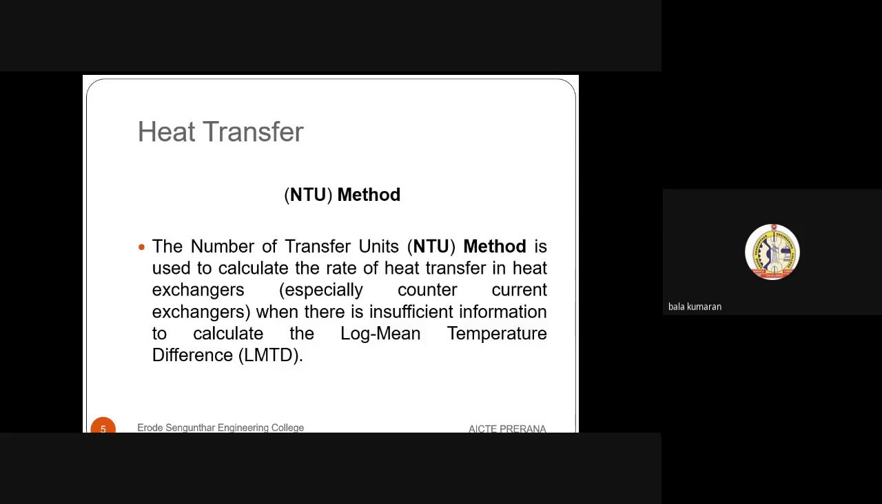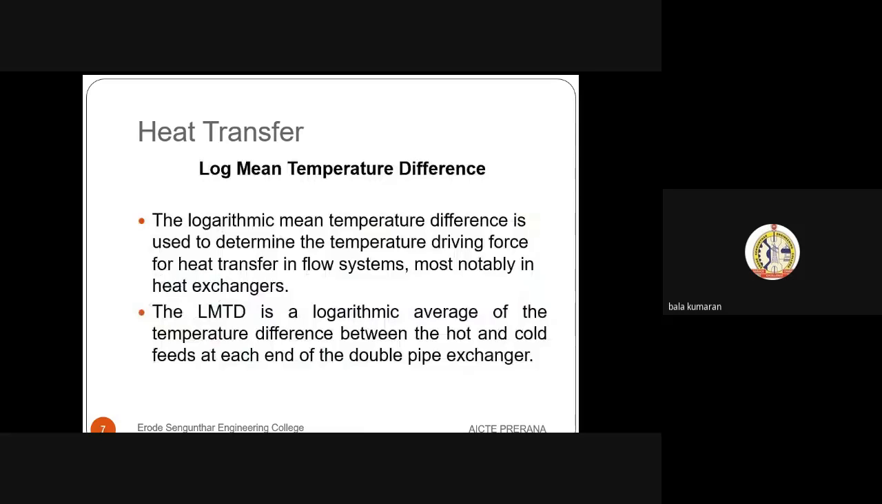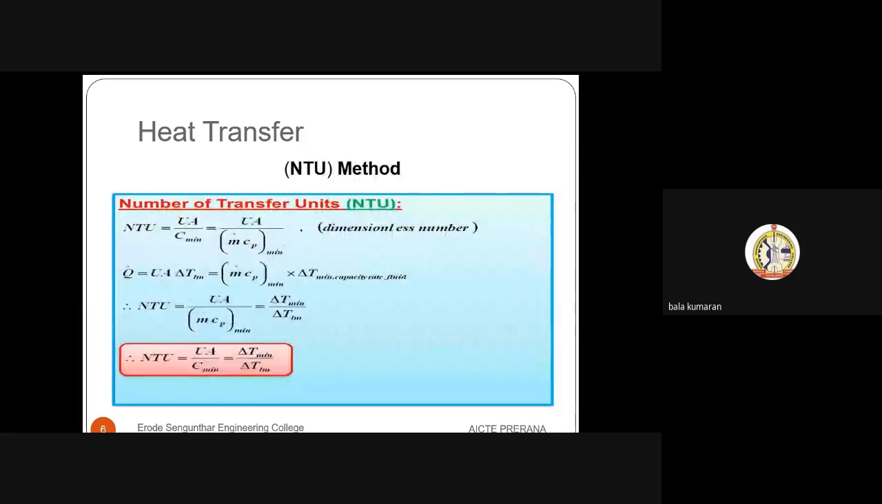Before going to the formula, let's see about the log mean temperature difference. The logarithmic mean temperature difference is used to determine the temperature driving force in a flow system, most notably in a heat exchanger. If you don't have much data, we use the NTU method. If we have data, we use the LMTD method. In the LMTD method, a logarithmic average is taken between the hot and cold fluids.